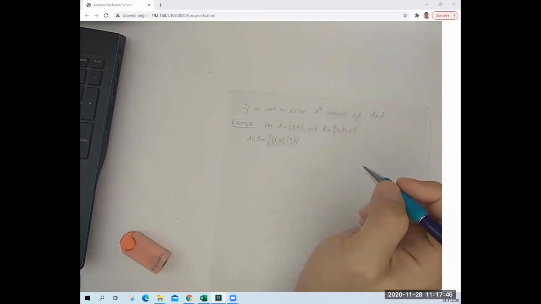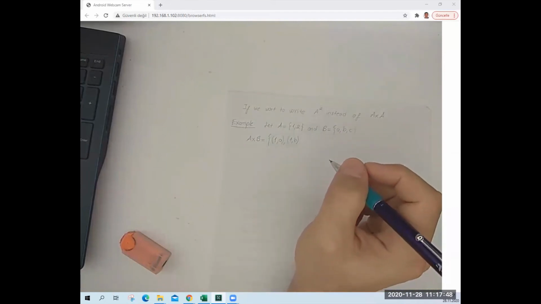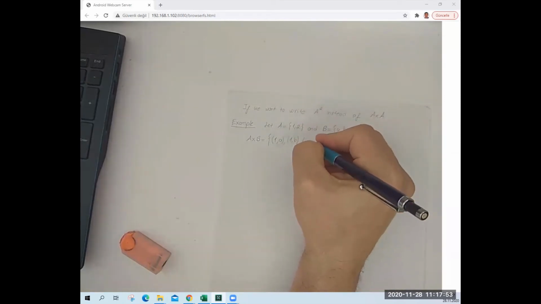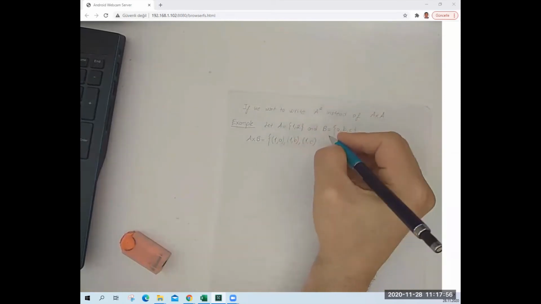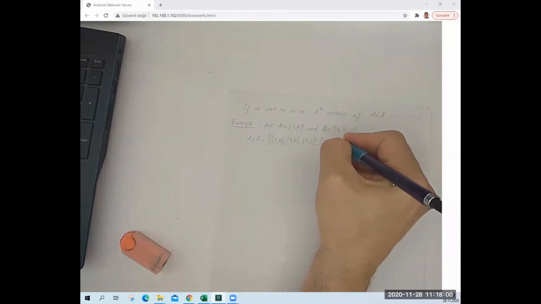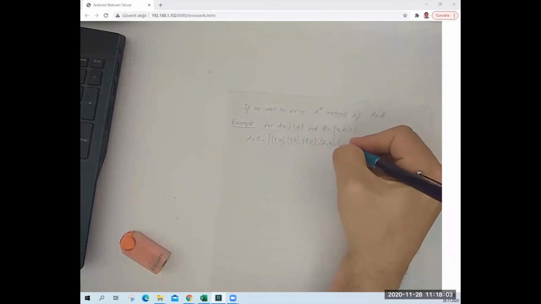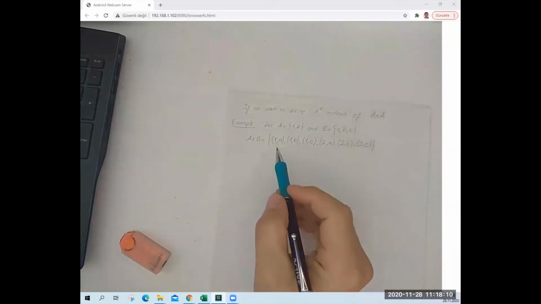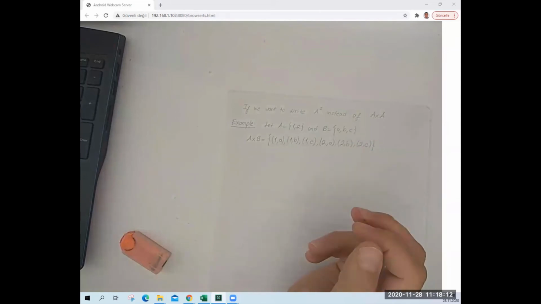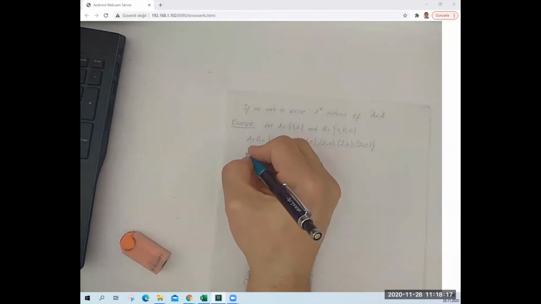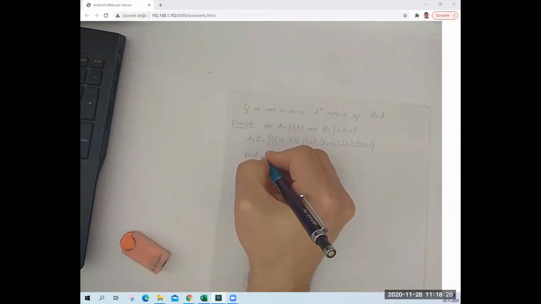I'm writing the same example from your book, but you can do something different if you want. 1 to c, and there are the pairs 2a, 2b and 2c in that A product B. And we can write B product A also. We are writing all the pairs.